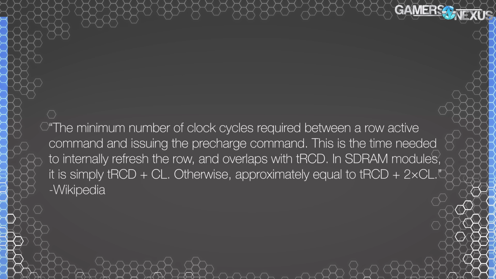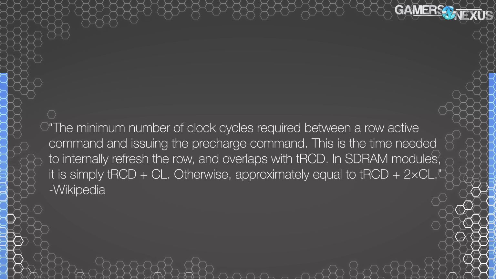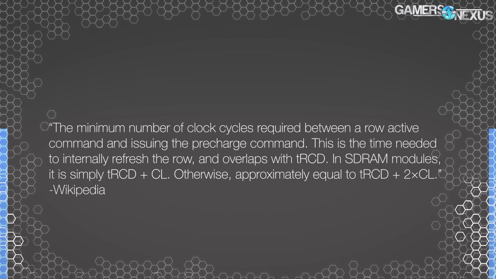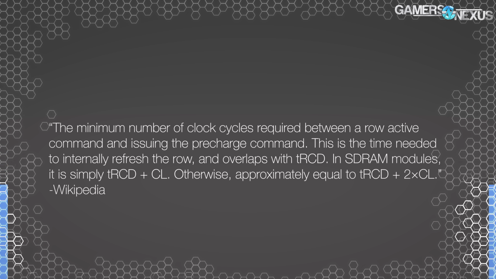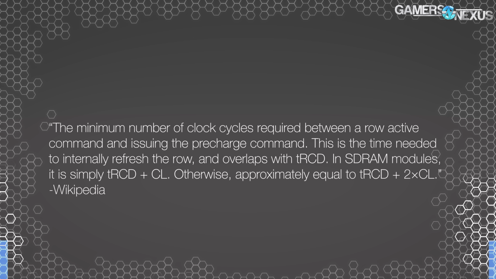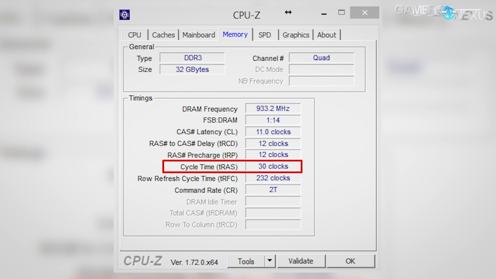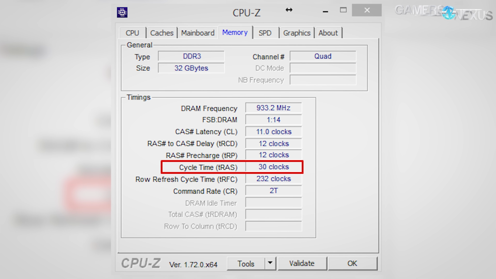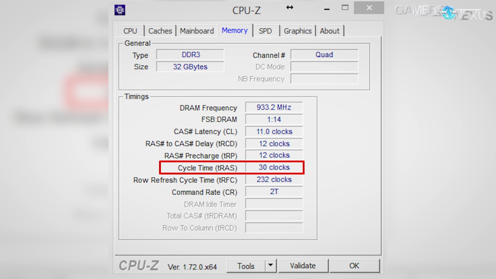Row active time is our next item, or tRAS. Wikipedia says the minimum number of clock cycles required between a row active command and issuing a precharge command is row active time. This is the time needed to internally refresh the row and overlaps with tRCD. In SDRAM modules, it is simply tRCD plus CL, otherwise approximately equal to tRCD plus 2 times CL. Our expansion on this is that it's also known as active to precharge delay, or minimum RAS active time. The first equation for SDRAM is the relevant one here, but it should be more than that.